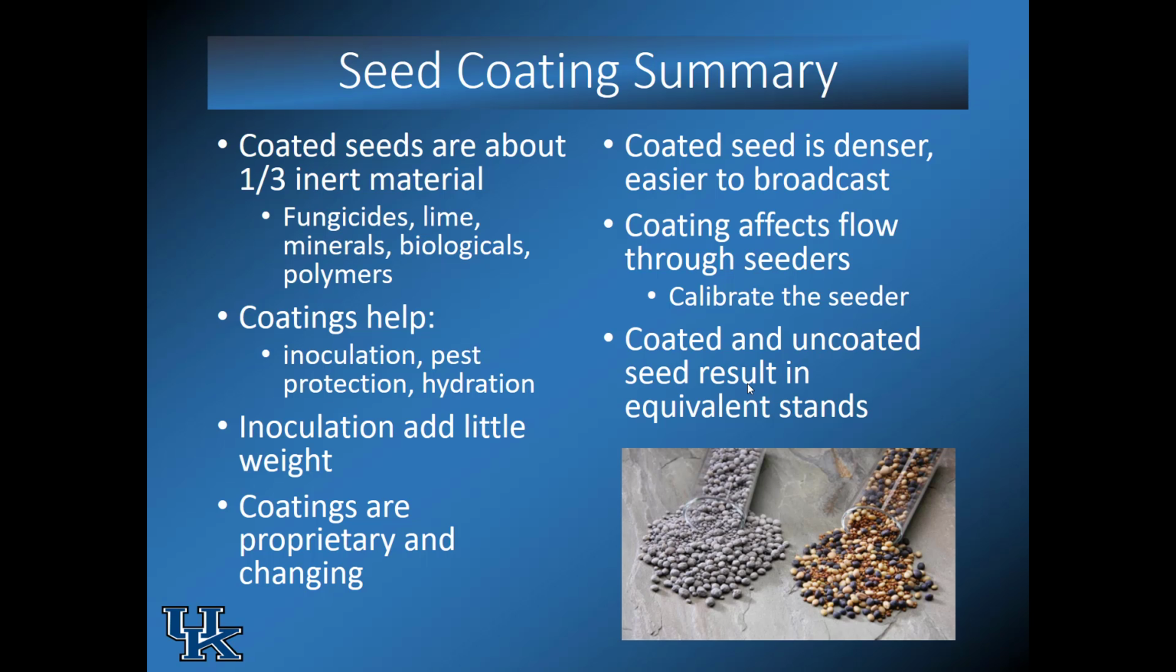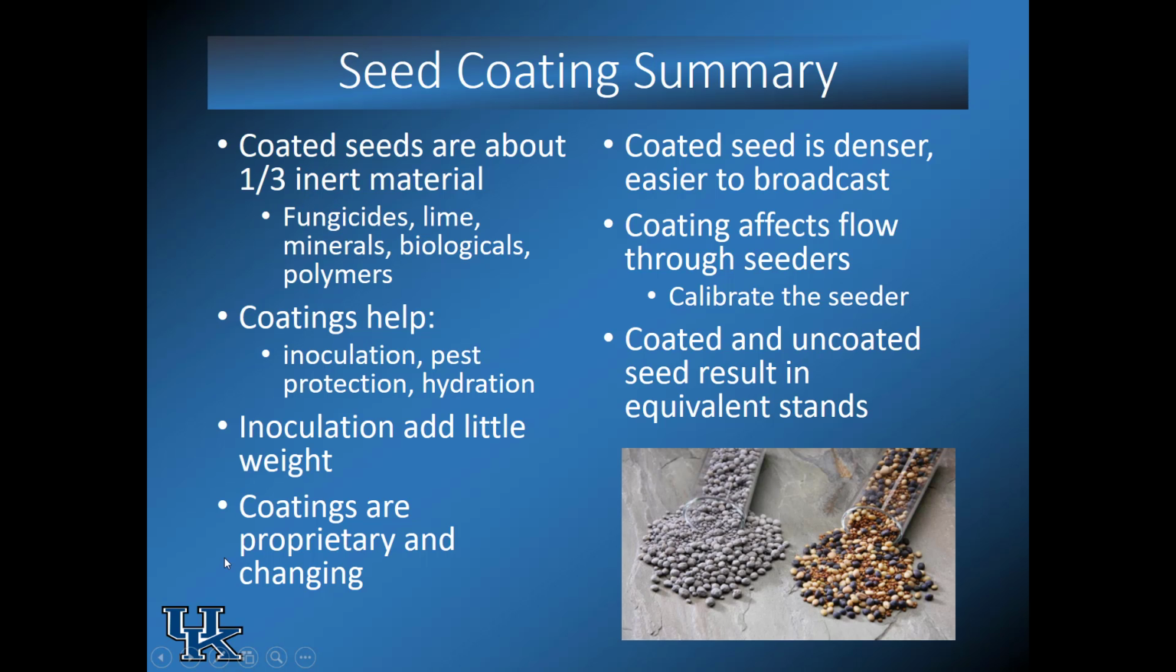Coated seeds are about 1/3 inert material that may contain fungicides, limestone, minerals, biologicals, polymers, and various other things. They do help with inoculation of legumes. They give us some treatment and protection against some fungal diseases, seedling diseases of plants. And sometimes they help make sure that you've got adequate water or hydration so that the seed doesn't germinate prematurely. Inoculum in and of itself doesn't add much weight, but the coating is about 1/3 of the weight in a bag of seed.